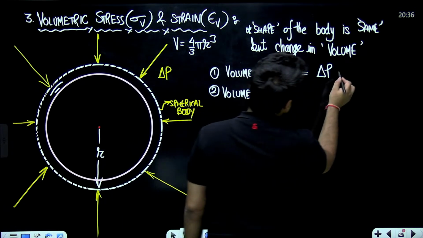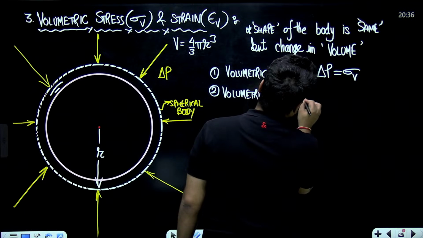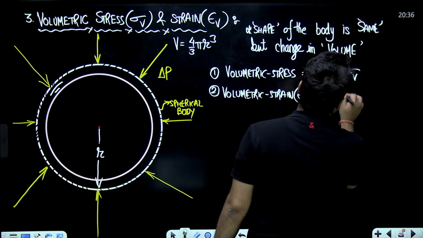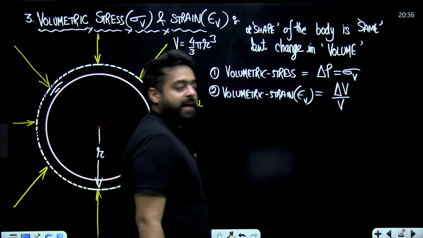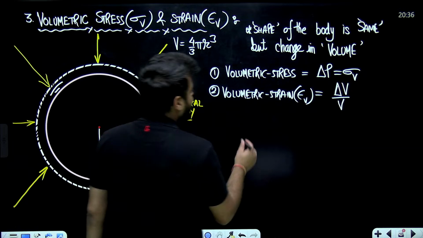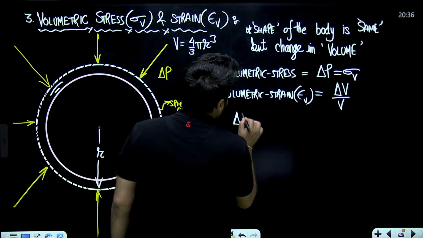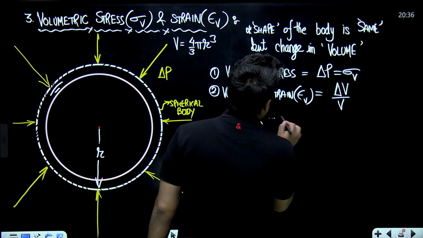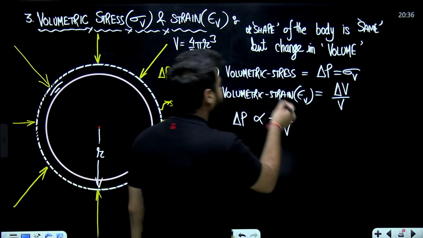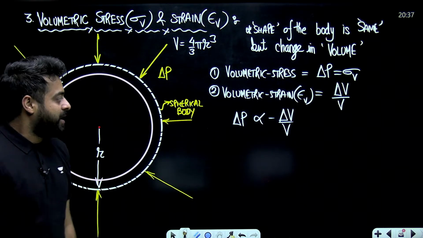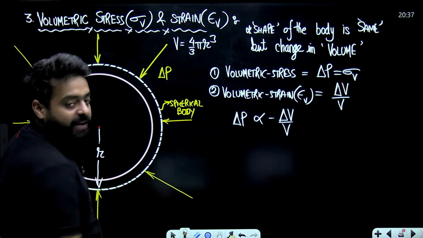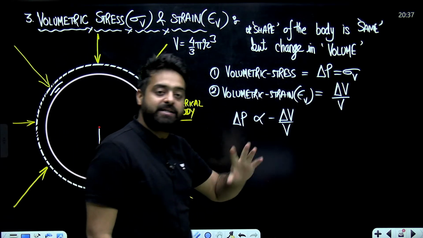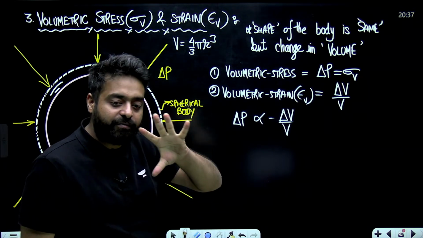I am going to put this symbol as sigma V, and this is epsilon V, which is going to be very useful. That is basically the change in volume with respect to the volume. In this condition, if I apply Hooke's law, can I say that delta P, or the volumetric stress, is directly proportional to minus of delta V by V? Why am I putting minus here? Very simply, you are applying the force in a compressive nature, so there is a decrement in volume. So delta V is minus. That's why I am putting minus. The minus minus will cancel out, and you will get a positive value.